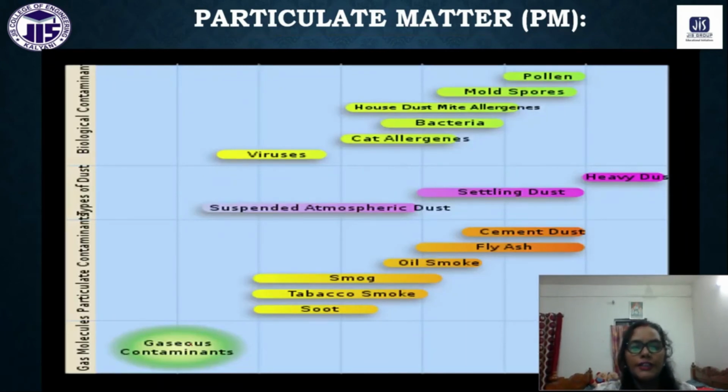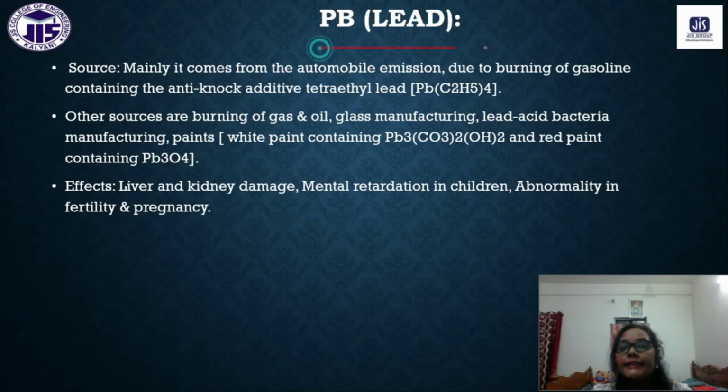Next, gaseous contaminants. This is soot, generally carbon particles. Very small particles are called soot. Also we can have tobacco smoke, oil smoke, fly ash, and cement dust. So these are all the types of particulate matter.